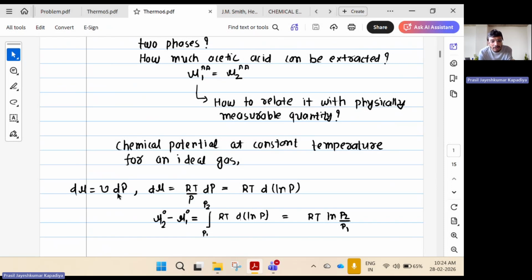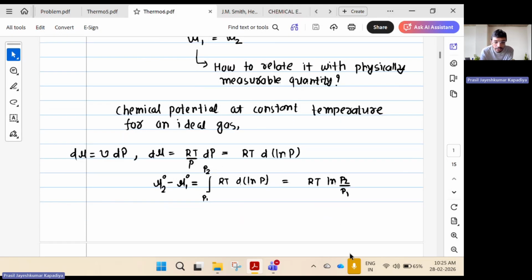Okay, so for ideal gas, I am specifically writing this for ideal gas. So for ideal gas, d mu is equal to RT by P into dP. So it is nothing but RT into the differential of ln P. So when I'm integrating these equations on both sides, I can write it down as mu2 0 minus mu1 0 is equal to, I need to integrate this equation from P1 to P2, RT into the differential of ln P, that is nothing but RT ln P2 by P1.